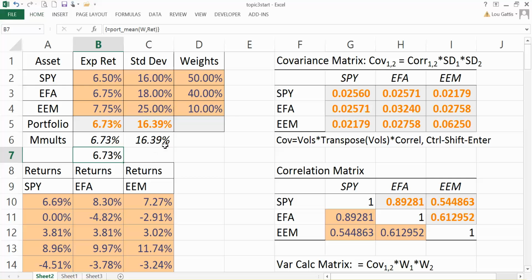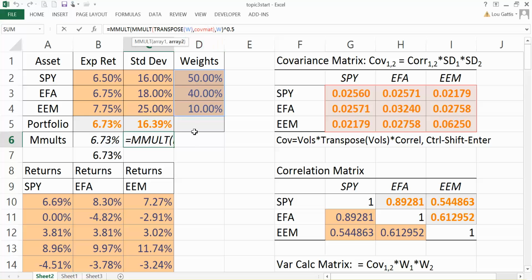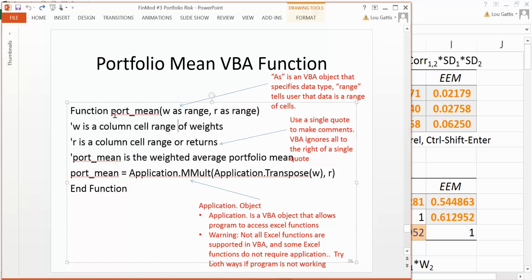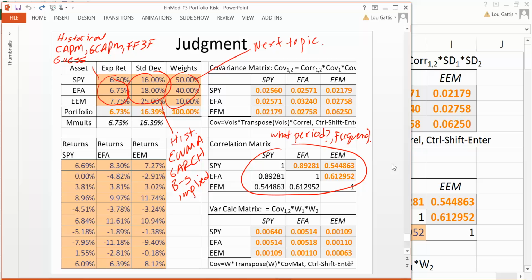Now I could create a function if I wanted to calculate portfolio standard deviation. I would have two parameters, W and CovMat, and I would just have a calculation of the portfolio vol, whatever you want to call it, inside my VBA. So I'd have a program that looks like this, except it's going to be called, say, PortVol. I'd have W as Range, and I'd have CovMat as Range. And then I'd have a line that says that PortVol is equal to Application.MMult, Application.MMult, Application.Transpose, W, and so on. So that would be a way to use VBA to calculate your values.